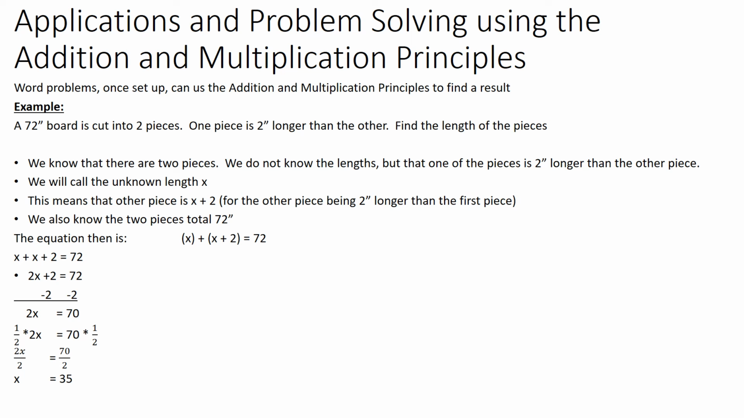We know there's two pieces. That much we know. And one piece is longer than the other. We don't know what either piece is. So we'll call the unknown piece x. That means the second piece, 2 inches longer, is x plus 2. And we also know the board in total is 72 inches long. So the two pieces equal 72 inches. So one piece is x, the second piece is x plus 2, and that equals 72. x plus x plus 2 equals 72. That's the same as 2x plus 2 equals 72.